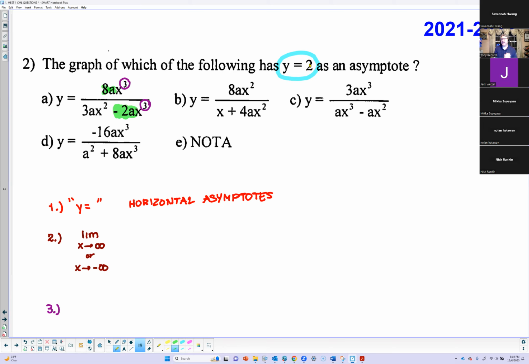And I know that there are some people, there's only 12 in the room, but somebody in here might be asking, what does nota mean? None of the above. So sometimes the CML uses that abbreviation.